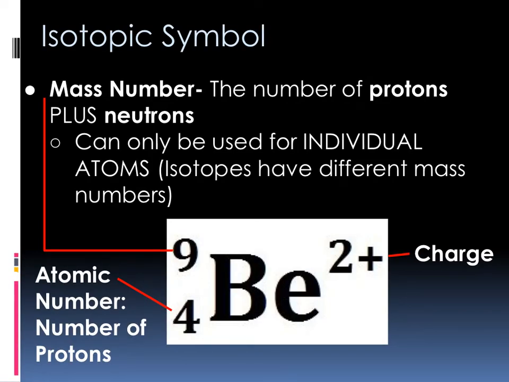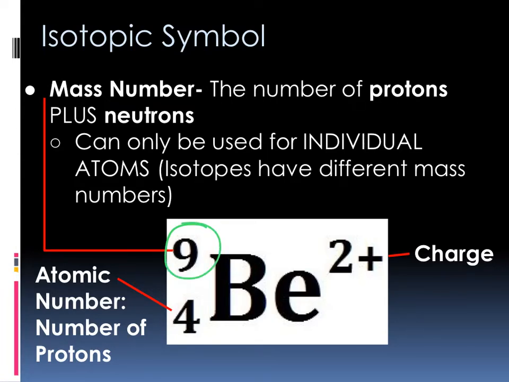Okay, first thing we're going to cover real quick is the isotopic symbol. This is just a symbol that we use to give you as much information as possible about a specific atom of an element. So up here in the top left corner, we have the mass number. Mass number is the protons plus the neutrons.